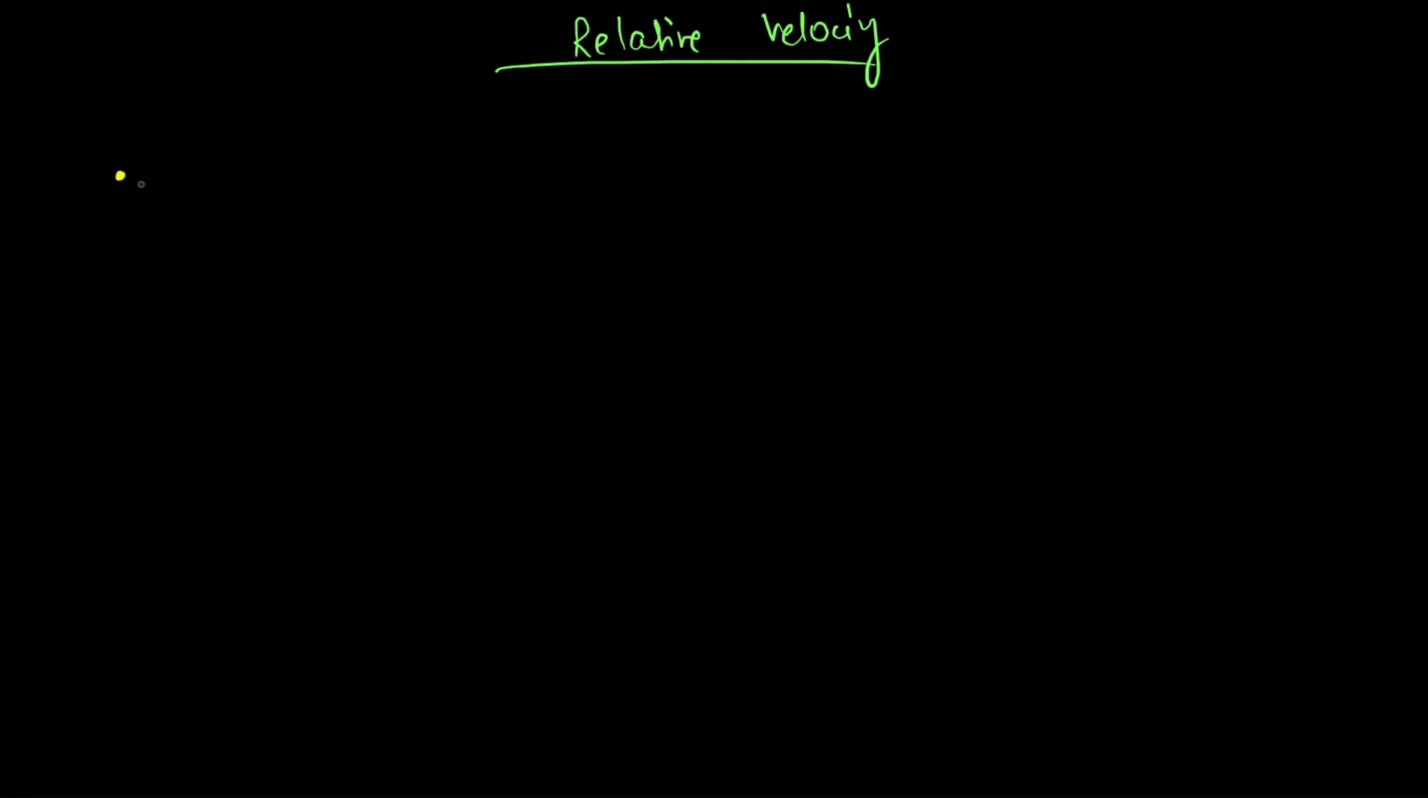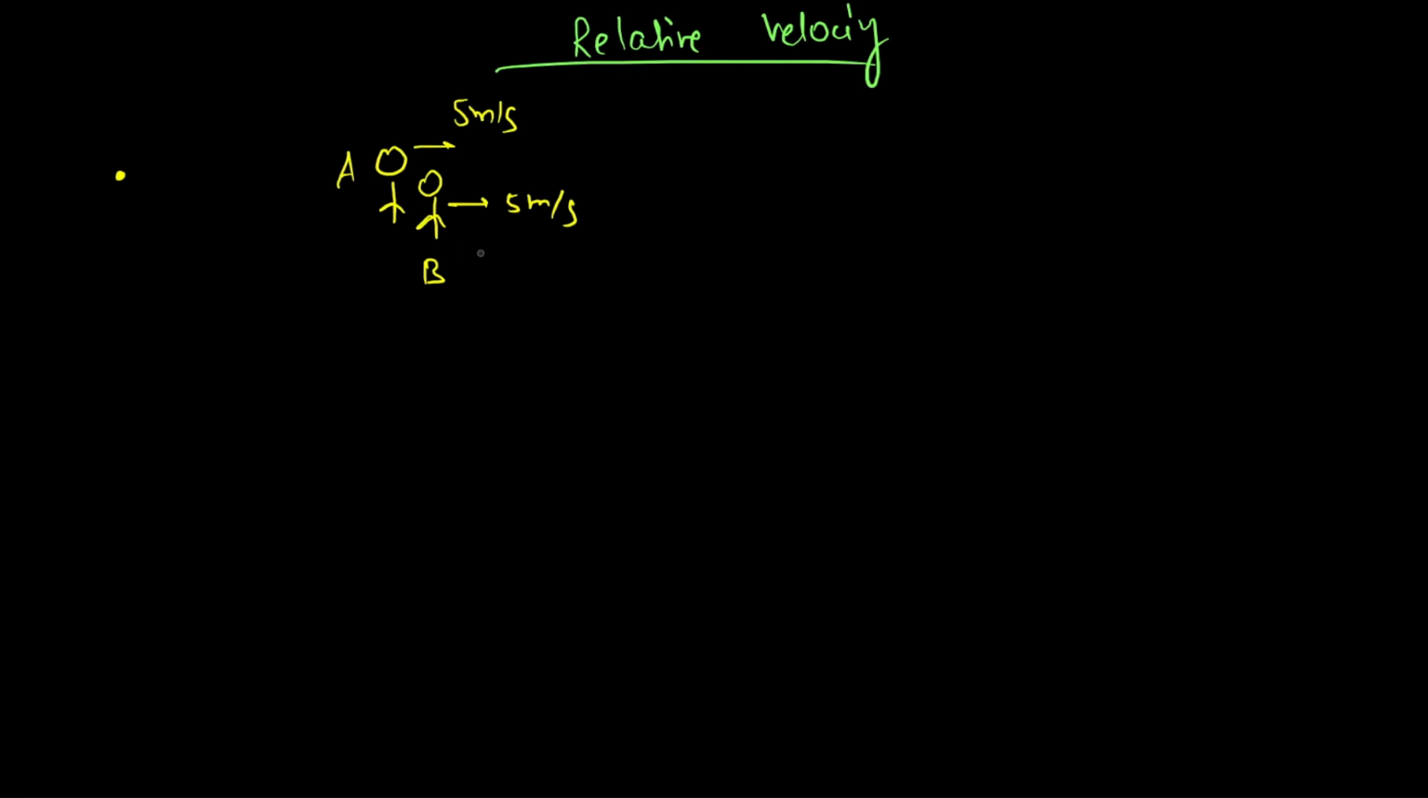For example, assume that two players are going side by side at the same velocity of 5 meters per second. This is A, this is B. So when A looks at B, he will feel that he's at rest because the other person is together with him. So there is no relative velocity between them. Can I say this? There is no relative velocity between them. So that is the concept of relative velocity.